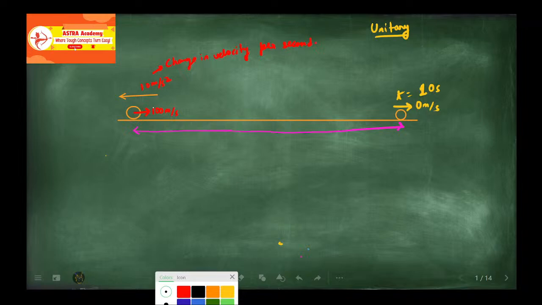The speed at this point is 100 meter per second. Suppose we call it t equal to 0 seconds, and this point t equal to 10 seconds. The speed at the first time is 100 meter per second and the speed at this time is 0 meter per second. The average speed is (100 plus 0) by 2. This is the mean speed also.